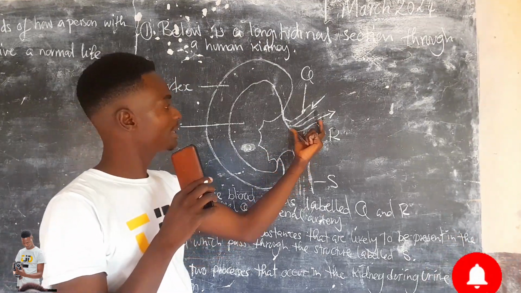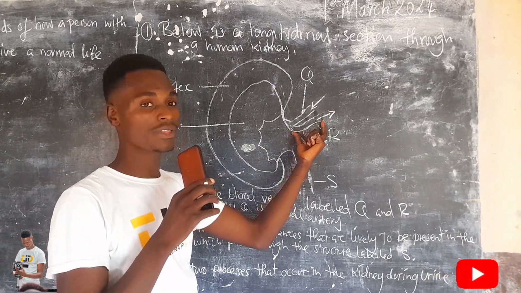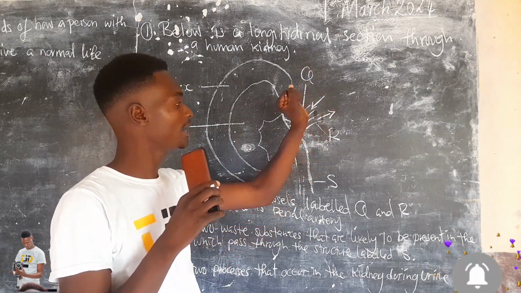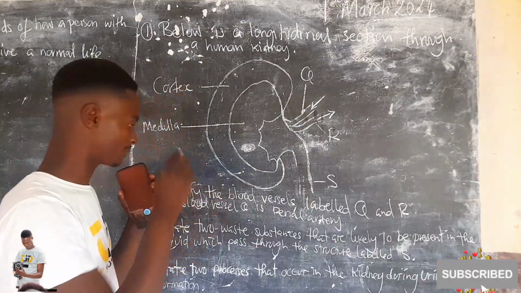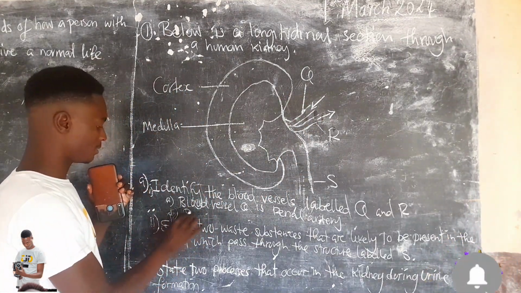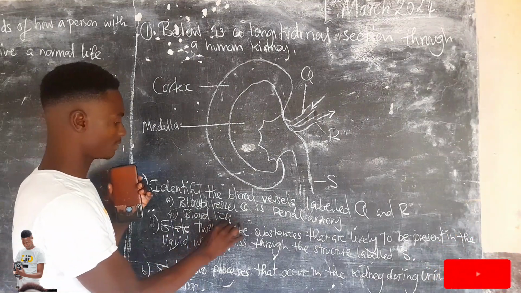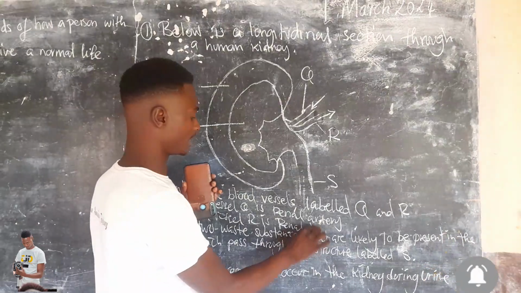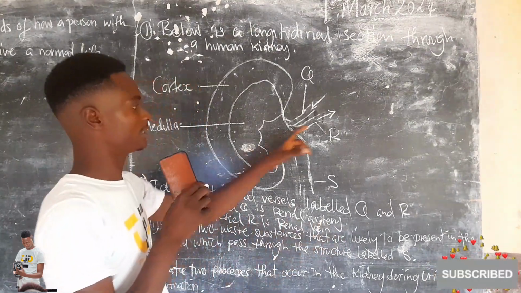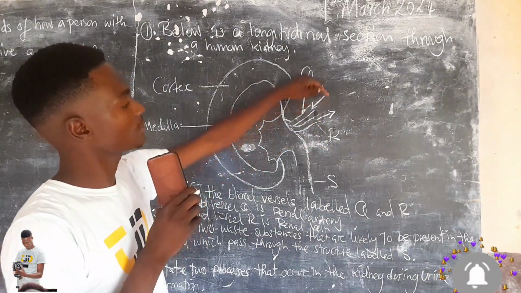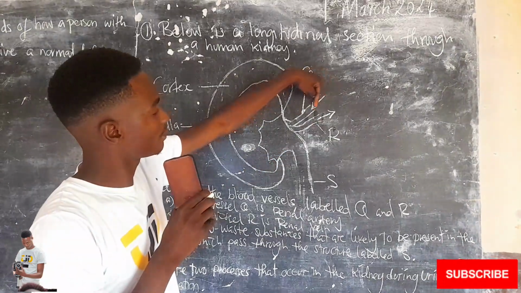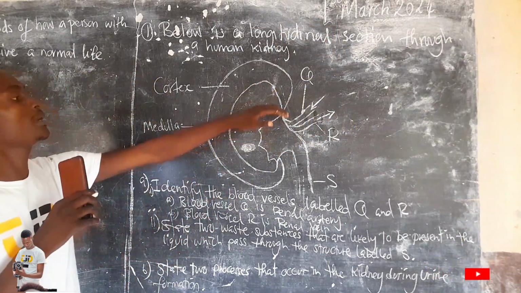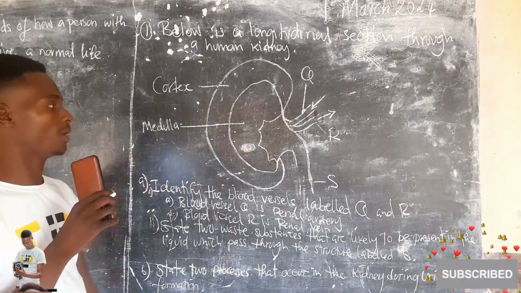Okay? Then on the other hand, the blood vessel that transports blood from the kidney to the vena cava is known as the renal vein. So blood vessel R is the renal vein. So just look at the direction of blood flow, and it will greatly help you to identify which blood vessel is which.